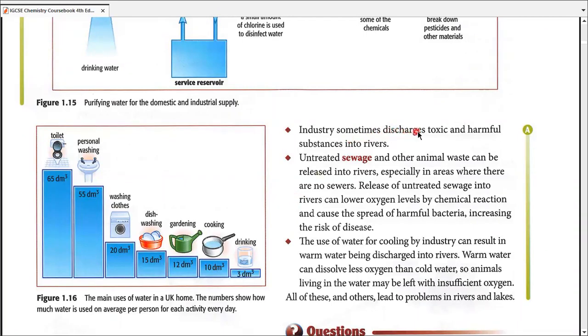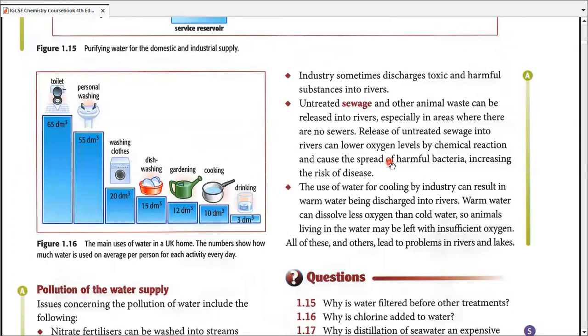Moving on, industry sometimes discharges toxic and harmful substances into rivers, which should be completely banned. And in sophisticated parts of the world, it is banned and checked. Untreated sewage and other animal waste can be released into rivers, especially in the areas where there are new sewers. India is one of the topmost countries in this kind of problem.